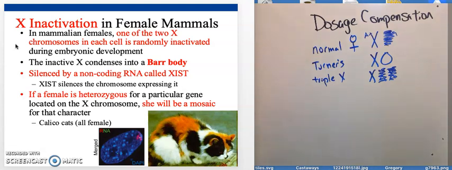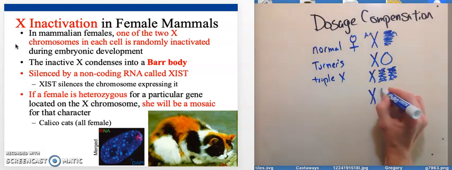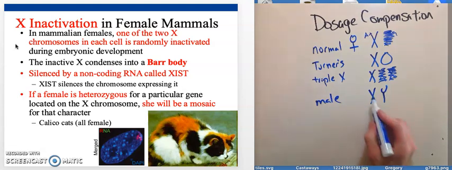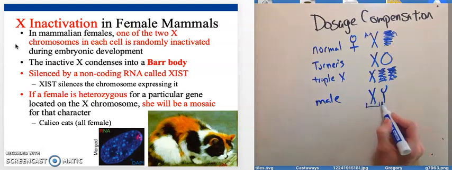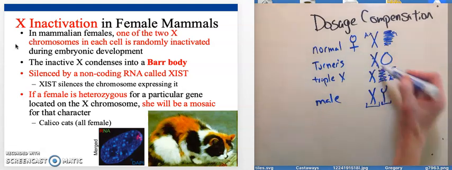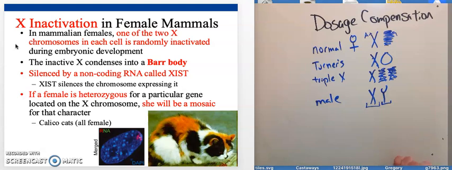So the purpose of X inactivation is to do dosage compensation, to make sure that females who have 2 X chromosomes express the same amount of genes as a normal male. So remember, males just have one X chromosome. The Y chromosome has totally different genes on it. So dosage compensation by X inactivation makes sure that the amount of genes that are expressed from the X chromosome matches males versus females.